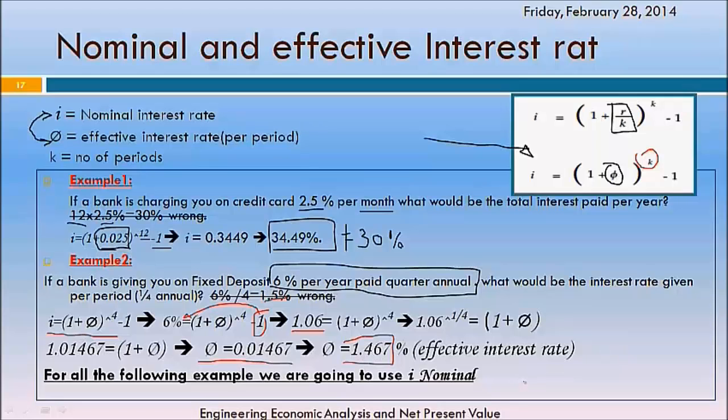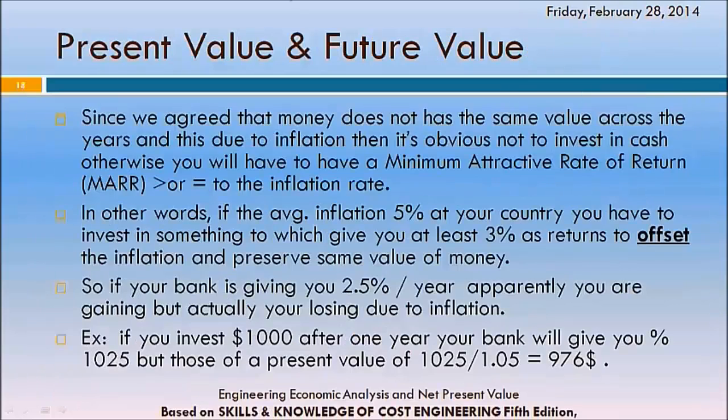So for the rest of the slides, we are going to use only I nominal, which is the nominal interest rate. Whenever we say I, it means nominal interest rate. We are not going to go into these details anymore. Okay, so present value and future value. Since we talked about all the previous concepts of compounding and the inflation rate, this is just a brainstorming which I would like to share with you.